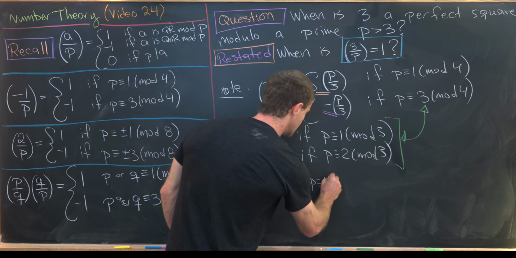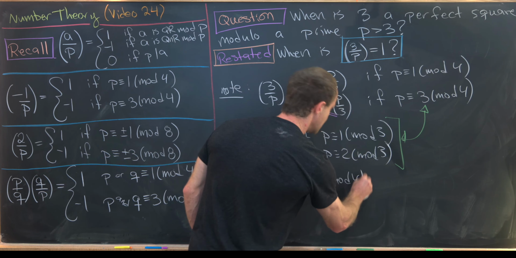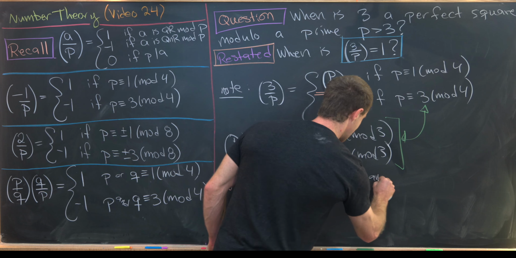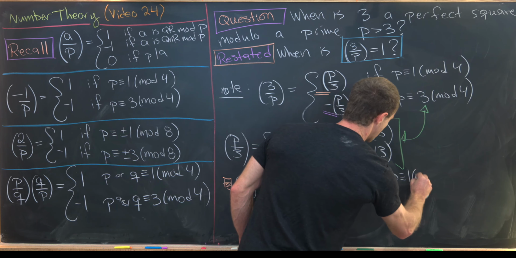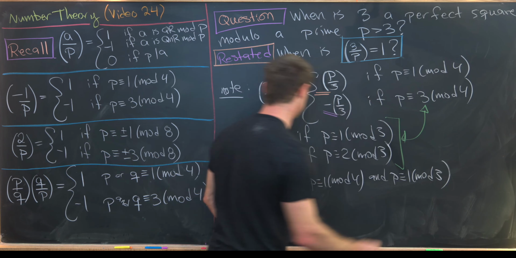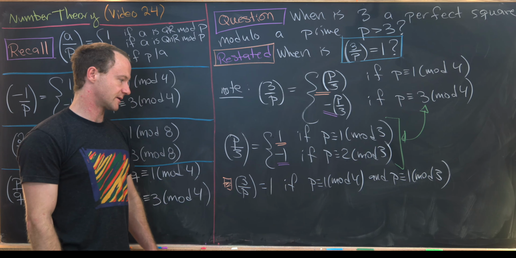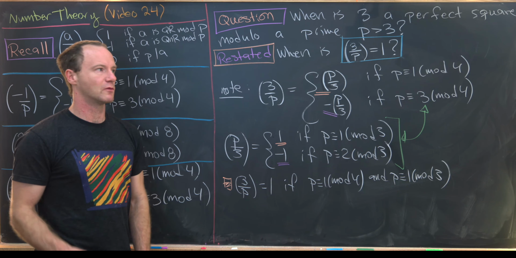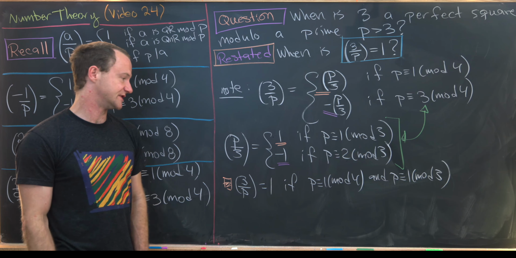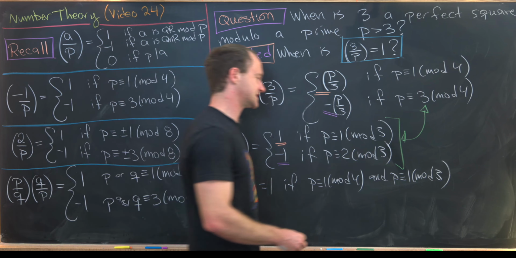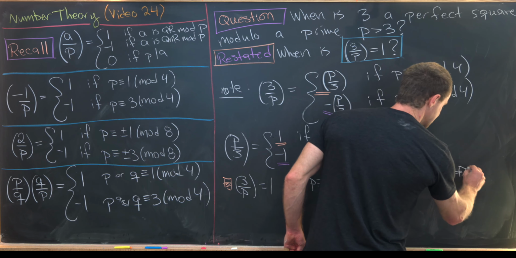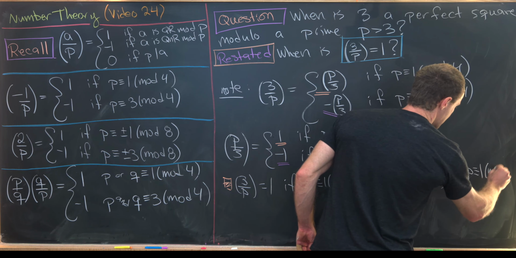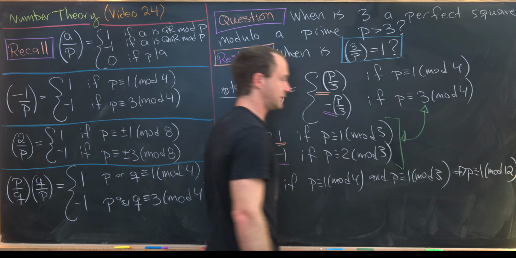P is congruent to 1 mod 4. That's from this right here. And P is congruent to 1 mod 3. That's from this one right here. But it's pretty easy to put those two together. If this were a little bit more complicated, we would have to use the Chinese remainder theorem, but we can just do this by inspection, and we'll see that this means P is congruent to 1 modulo 12.